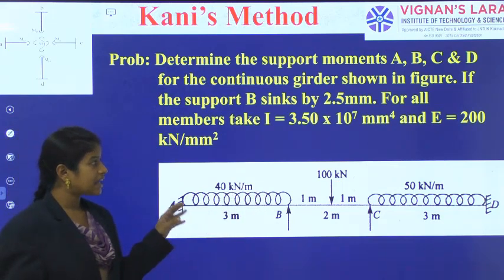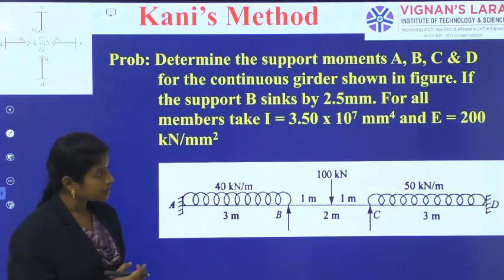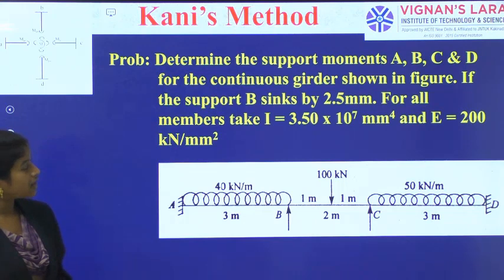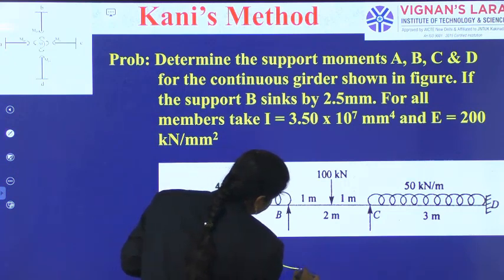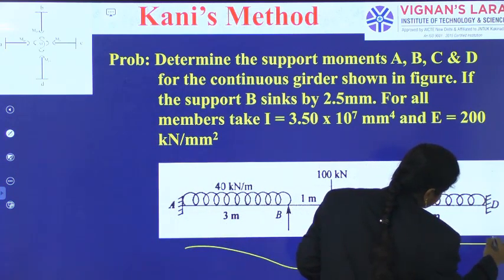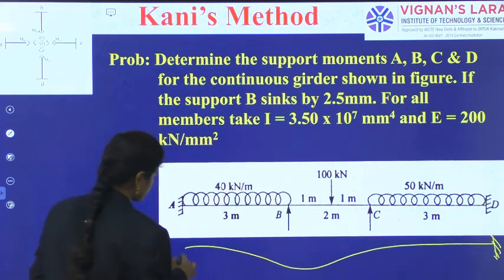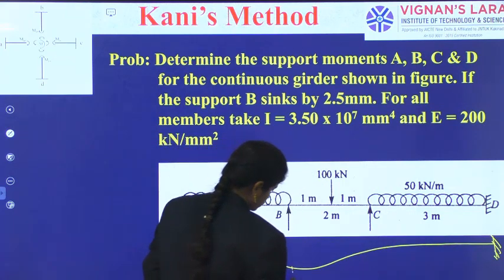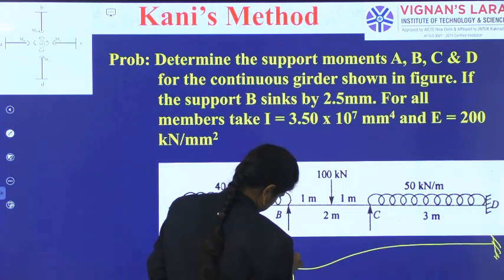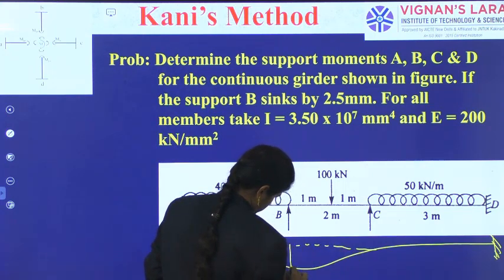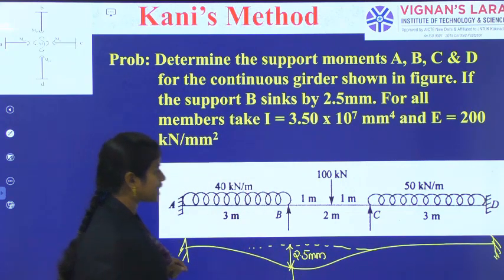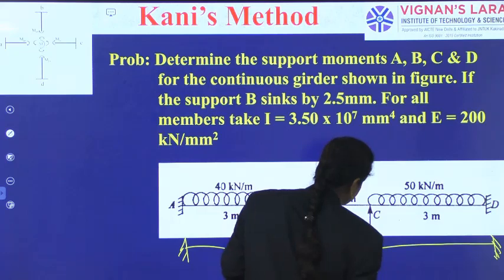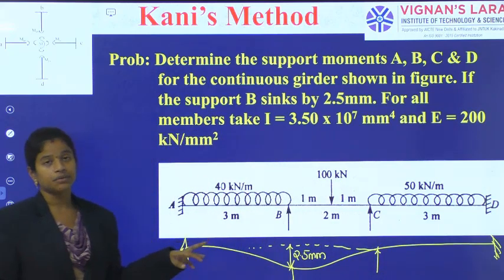For all the members, I is equal to 3.5 into 10 power 7 mm power 4 and capital E, Young's modulus, is equal to 200 kN per mm square. So the support point B is sinking. All the remaining things are as they are. Only the support B is sinking by 2.5 mm.